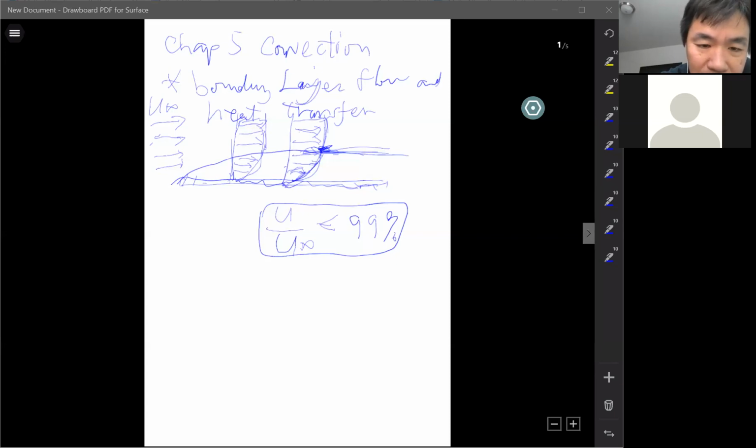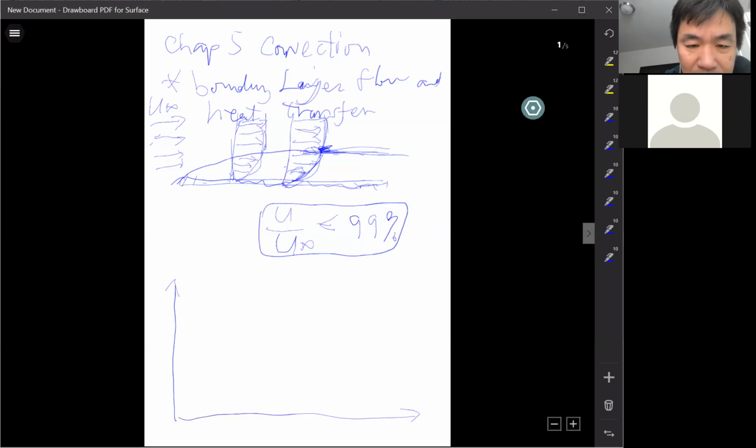Let's look at what the shear stress looks like. Sometimes we want to know the shear stress, right? Shear stress is from what? In fluid, we know shear stress is viscosity times du/dy. So it depends on the velocity gradient. I mean the shear stress on the wall.